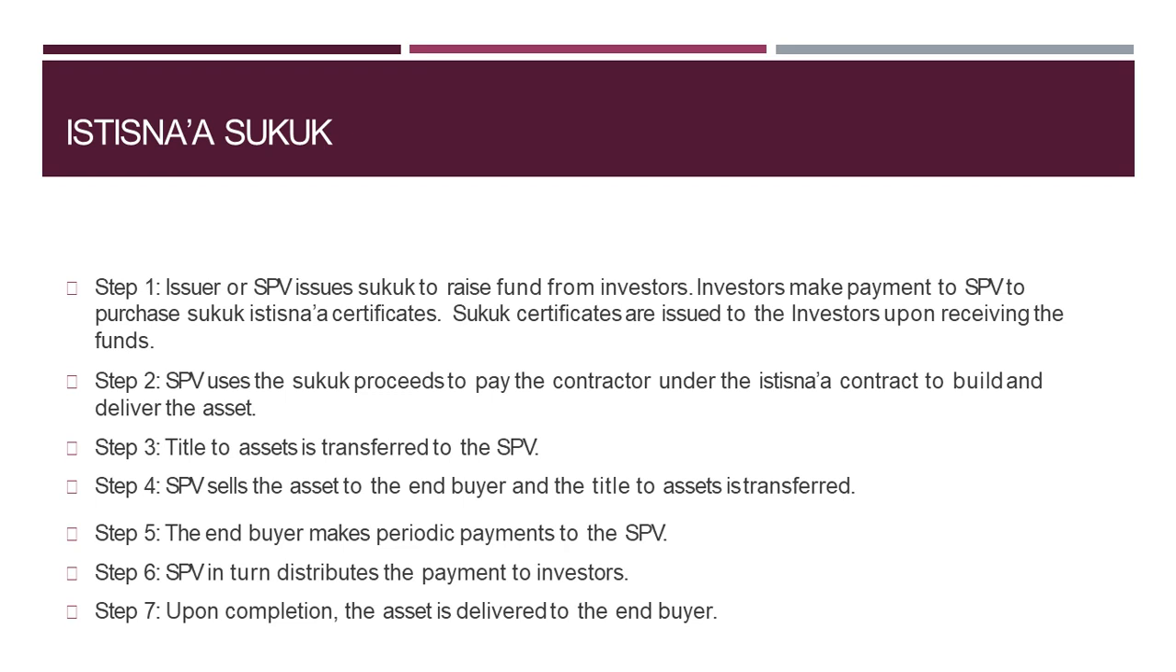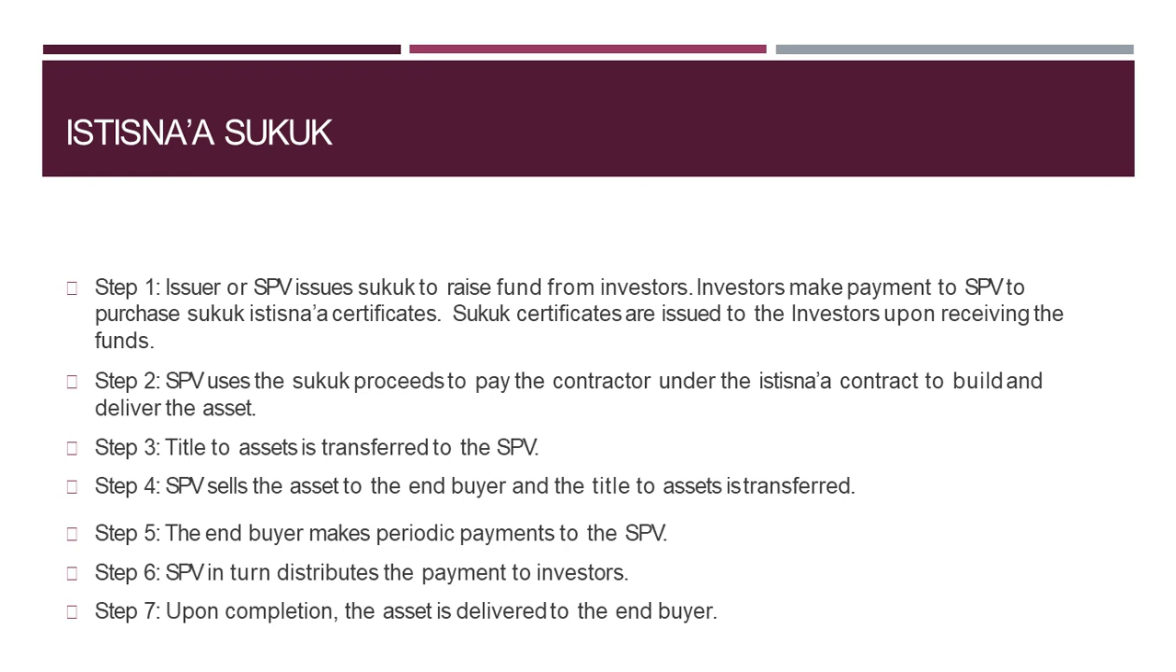How is istisna sukuk offered? Again, there are some steps involved in the issuing of istisna sukuks. The first step is that the issuer or SPV issues sukuk to raise funds from investors. Investors make payment to the SPV to purchase the sukuk istisna certificate. Sukuk certificates are issued to the investors upon receiving the funds. The second step uses the sukuk proceeds to pay the contractor under the istisna contract to build and deliver the assets.